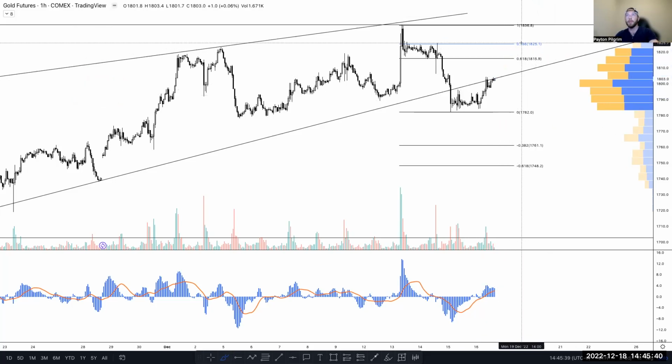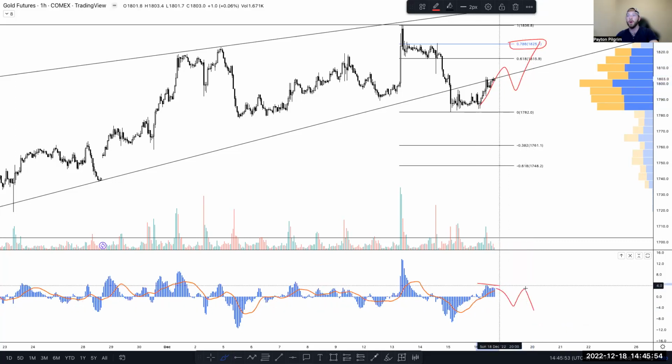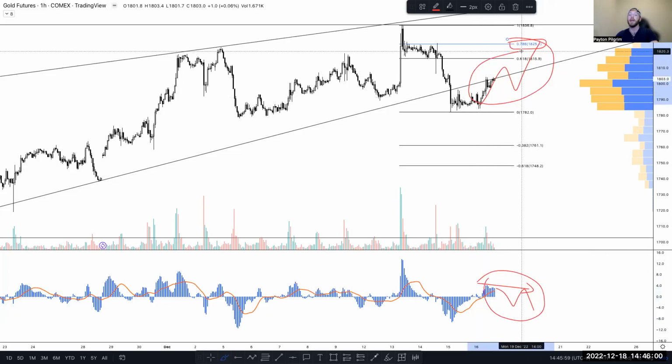And that's what I'll be playing right here on gold at the 78.6. We get the retracement. The picture perfect move would be an A, B, C wave with the momentum here doing the ABC as well with divergence. So if we get this and this, that's a really good confirmation for gold to drop.